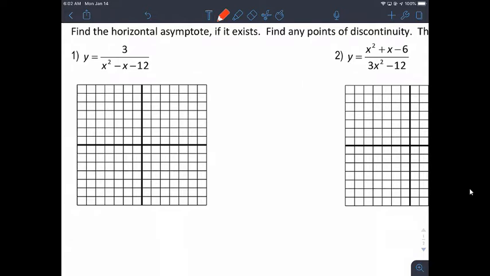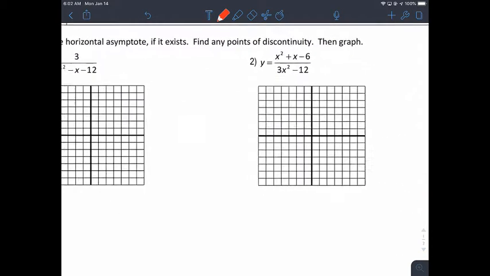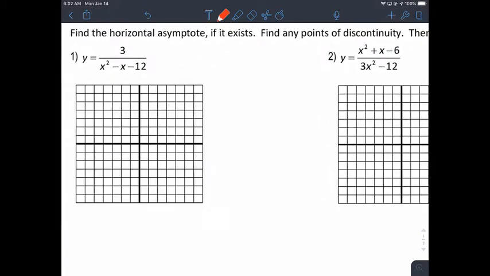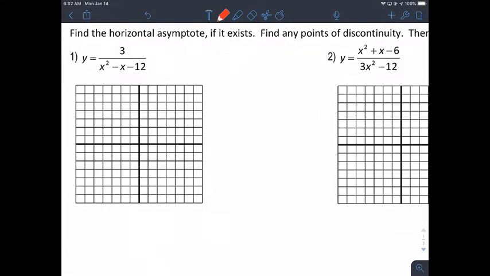All right, next we're going to be answering two example problems. The first one asks us to find the horizontal asymptote, if any exists, find any points of discontinuity, then graph. So we're going to take the five-step approach that we just talked about in the notes in order to do this. Step one was your horizontal asymptote.